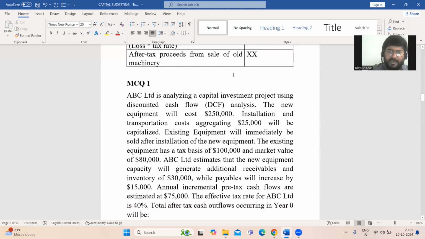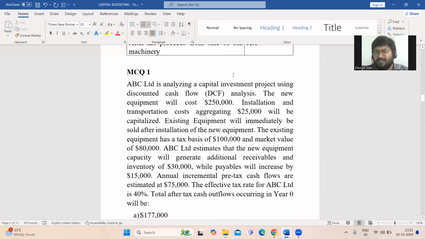ABC Limited is analyzing a capital investment project using discounted cash flow analysis. So there is an ABC Limited, and they are analyzing a capital budgeting investment decision using discounted cash flow analysis. The new equipment will cost $250,000. Installation and transportation will cost $25,000. So this is also part of the cost of the machine only.